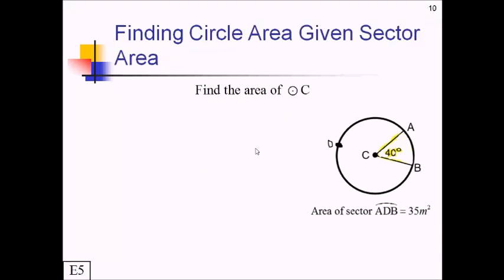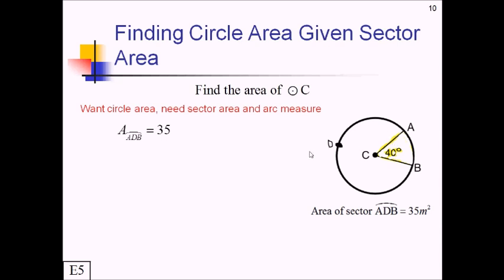Here's another one for you to try out. We're trying to find the area of the whole circle C based on this sector area and this central angle. So if we're trying to find out the whole circle's area, we need a sector area, which they gave us, and we also need an arc measure. So our sector area, 35. And then for the arc measure, some of you might be saying, oh yeah, 40 degrees.